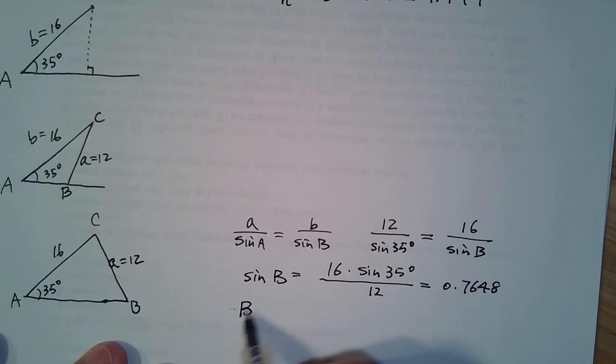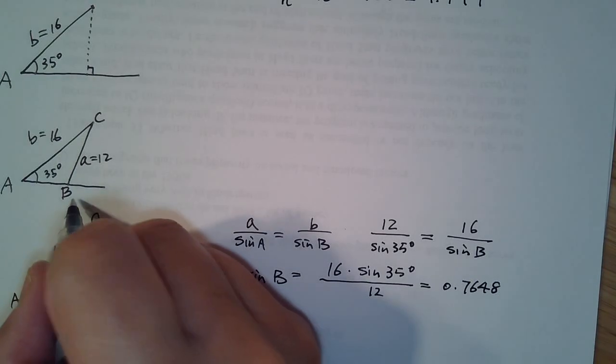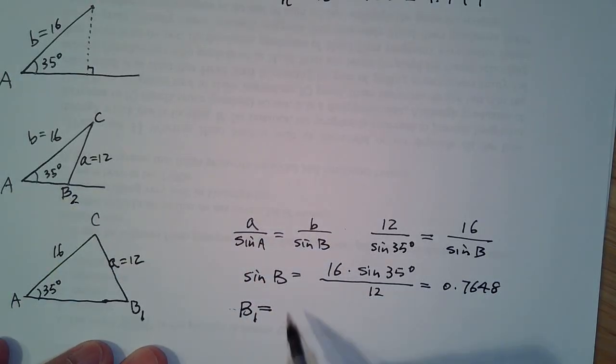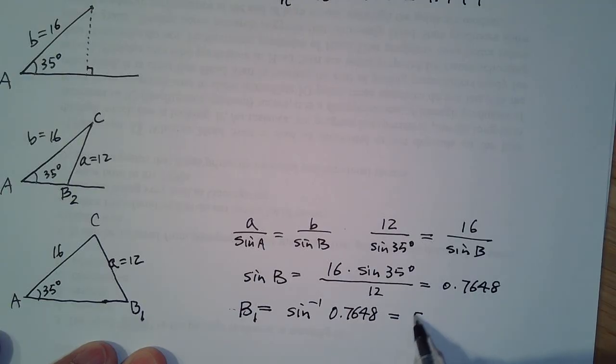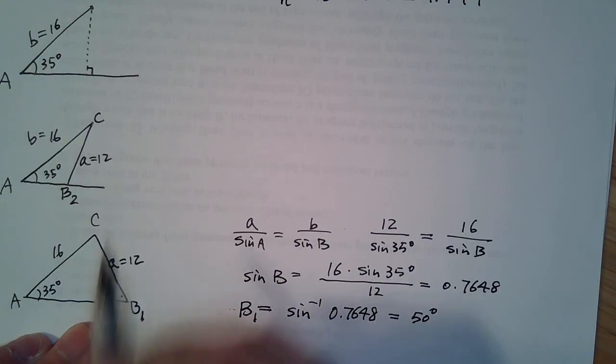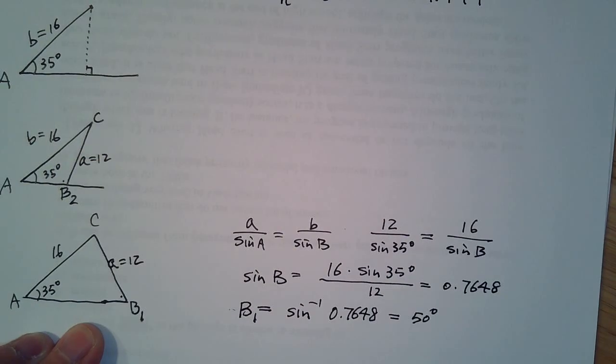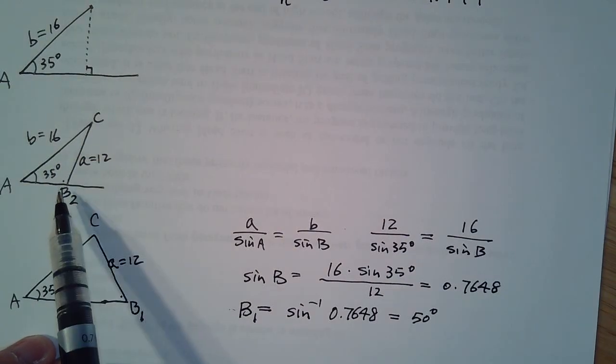If you do that, this is B1, and this is B2. So B1 is going to be sine inverse of 0.7648, so that is going to be 50 degrees. All right, now did you notice the relationship between these two? This is B1, this is B2.